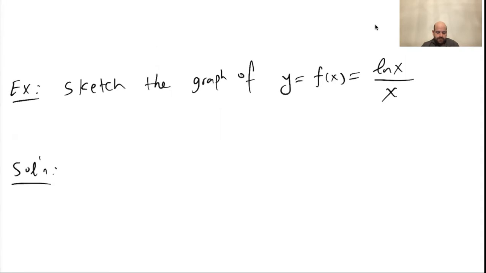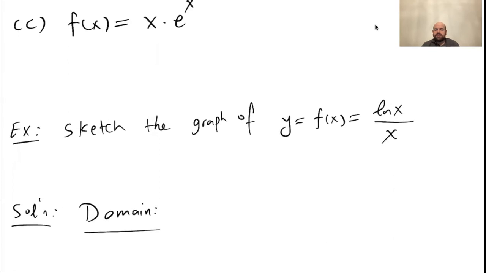Solution, again, first we need to find the domain. Well, for domain, we have to look at the restrictions on x. Which restrictions do we have on x? Well, when we have a logarithm here, the argument for logarithm has to be a positive number, right? So we have ln x, and therefore x has to be positive.